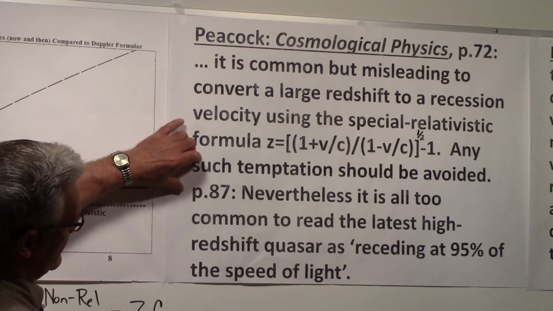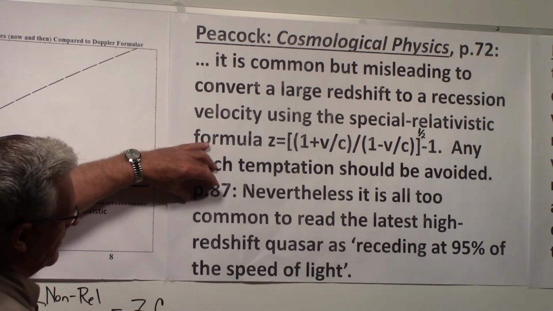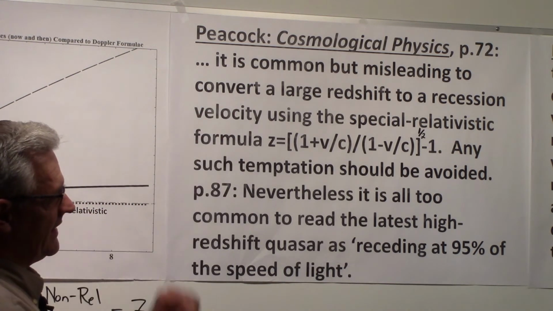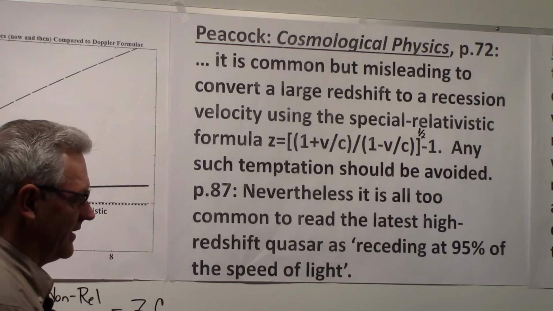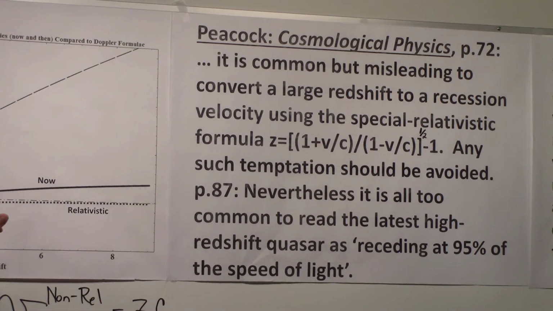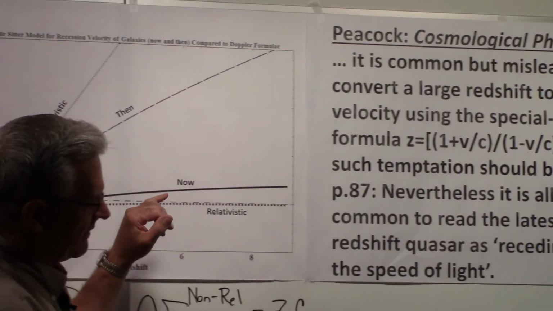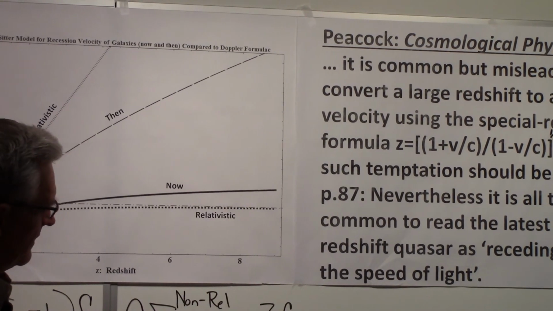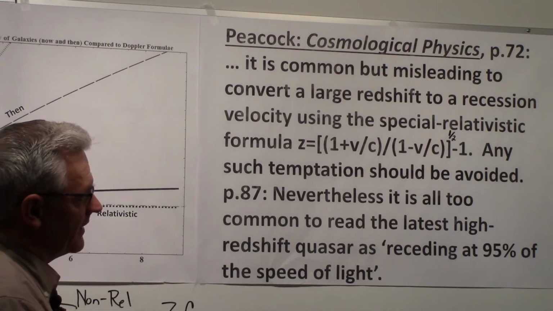On page 87 he says, nevertheless it is all too common to read the latest high redshift quasar as receding at 95% the speed of light. If you're using the relativistic formula and z is increasing, you get closer and closer to the speed of light, but you can't ever reach it because of the formula for relativistic velocity.